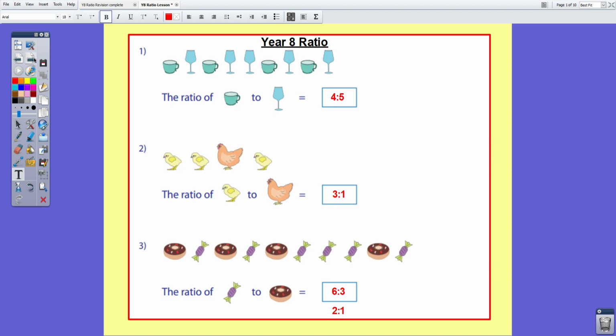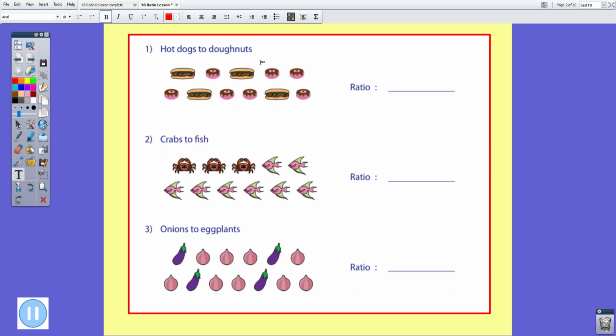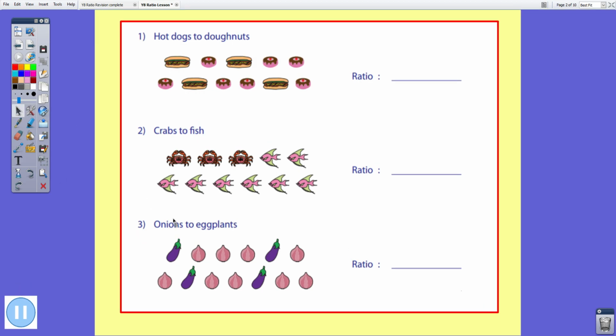What I would like you to do first of all, this slide here shouldn't take you more than a couple of minutes. I want you to write down the ratio of hot dogs to donuts, the ratio of crabs to fish, and the ratio of onions, these pink things, to eggplants, these funny looking purple things. I've got this symbol here, this means pause, and I want you to pause the slide for a moment or two, and do this slide.